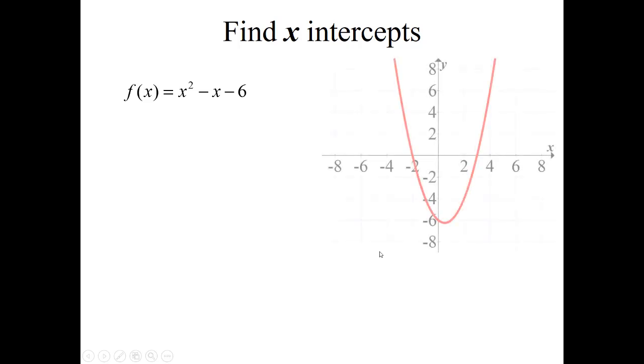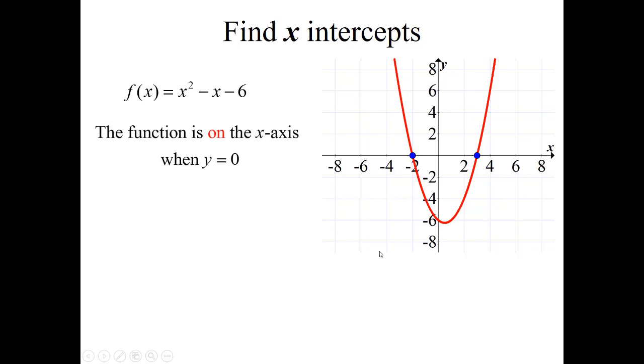Now the x-intercepts are where the function touches the x-axis, and notice that the coordinates on the x-axis all have a y value of 0. So this is our technique for finding x-intercepts. We replace the y, which is f(x), with a 0. That produces a quadratic equation. We need to solve the quadratic equation.